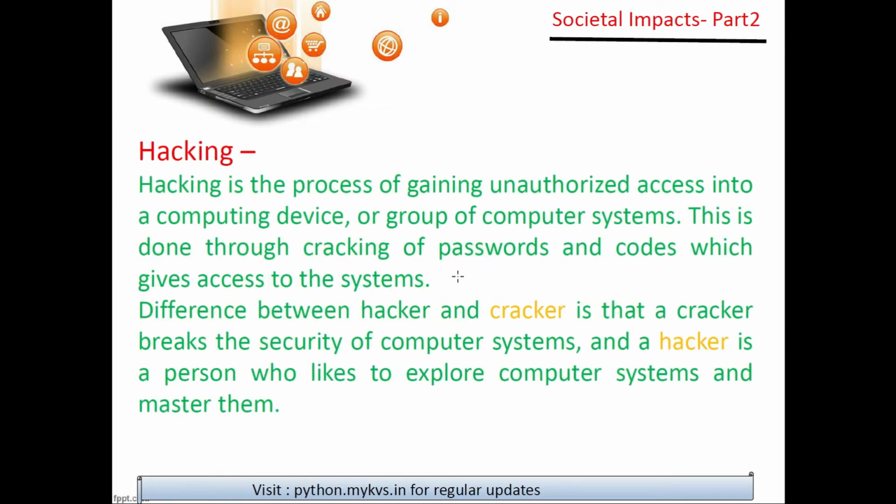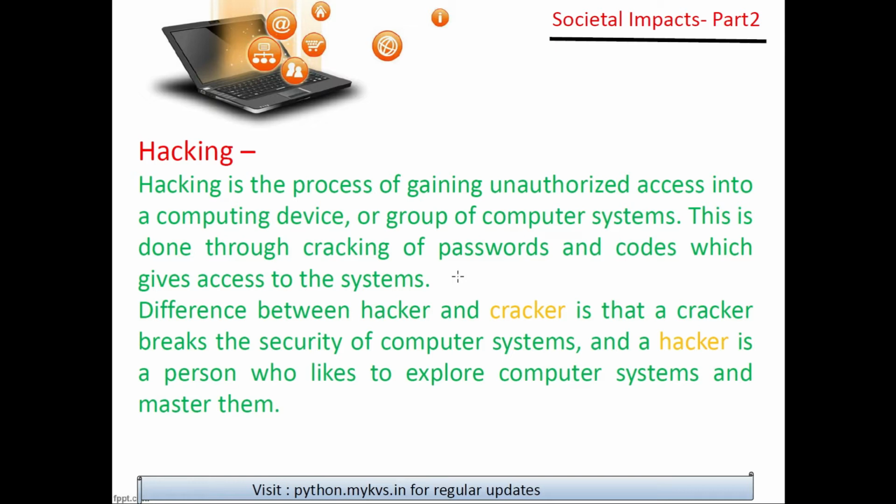So hacking is what? Hacking is the process of gaining unauthorized access into a computing device or a group of computer systems. Okay, this is done through cracking of passwords and codes which give access to the system. Fine. So these are actually to invade into the system without the permission of the particular user, who is actually owning those things. So there are crackers also.